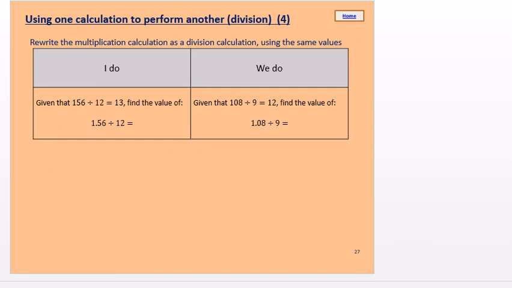Okay, so this is similar to the first questions we did in the lesson. The first I do says, given that 156 divided by 12 equals 13, find the value of 1.56 divided by 12. I apologise for the lack of a worked example here.